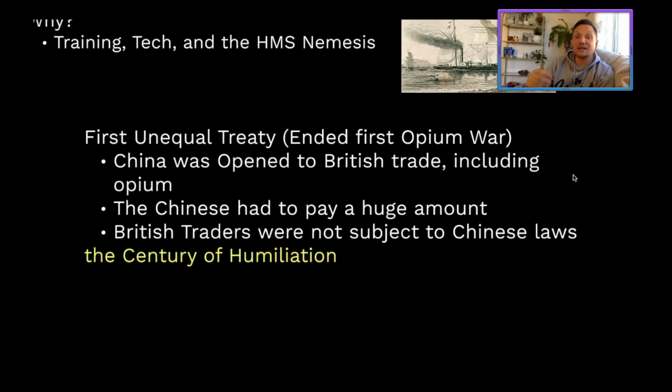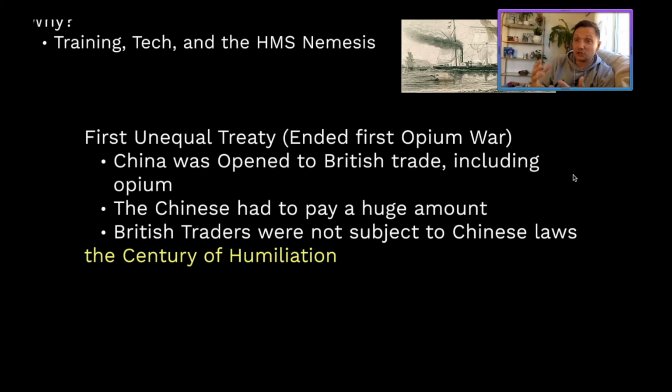So, the Chinese were forced to sign the very first of what are known as unequal treaties, because it heavily advantaged the British and heavily disadvantaged the Chinese, right? The Qing Chinese are going to have to pay millions of dollars in indemnities to the British government, and British traders were not going to be subject to Chinese laws.